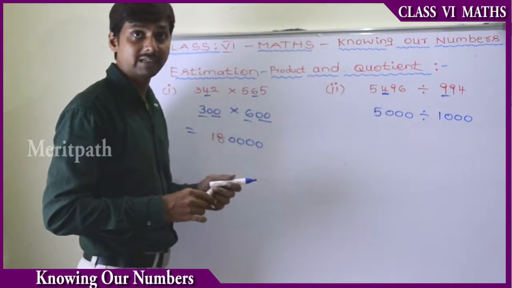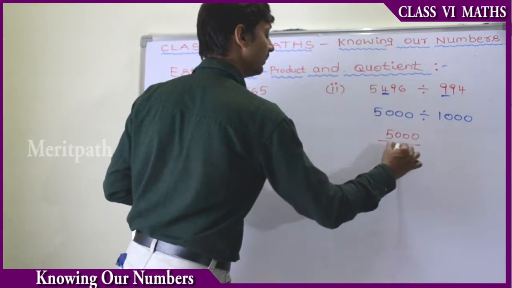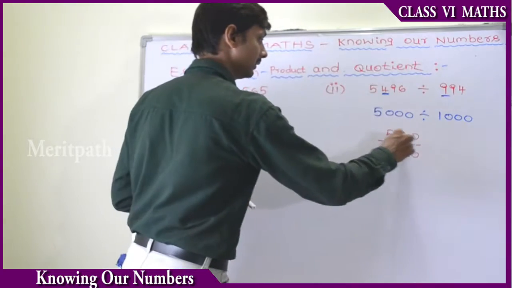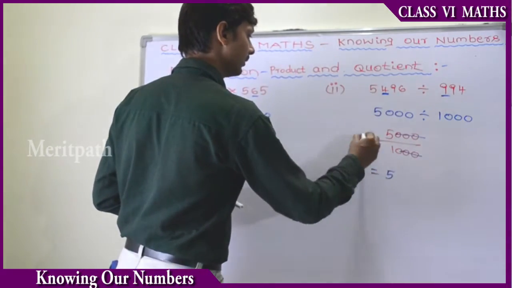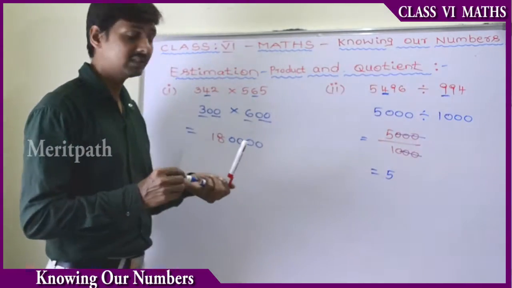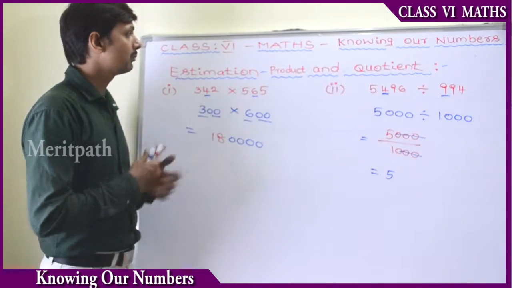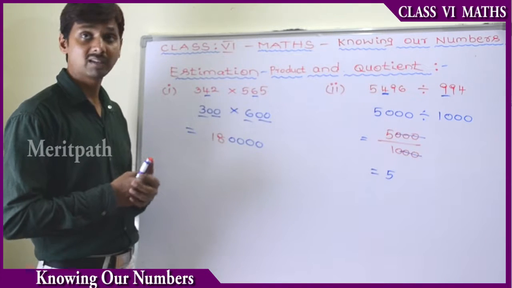So we'll divide these two numbers: 5,000 divided by 1,000. Let's cancel the zeros. 3 zeros are cancelled, so we got 5. So the final result after estimation is 5. This is the process of doing estimation for product and quotient.